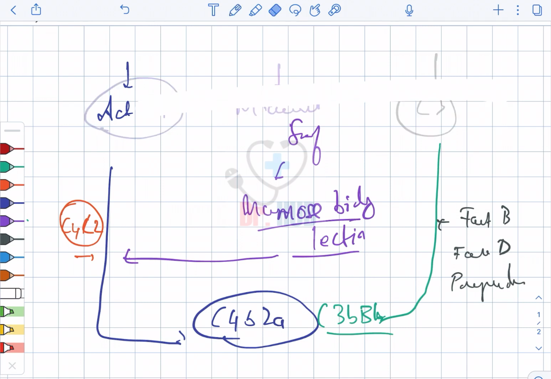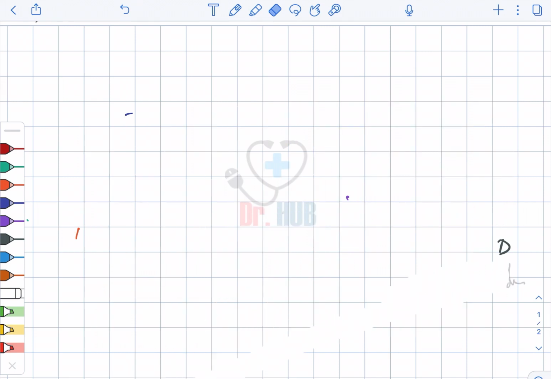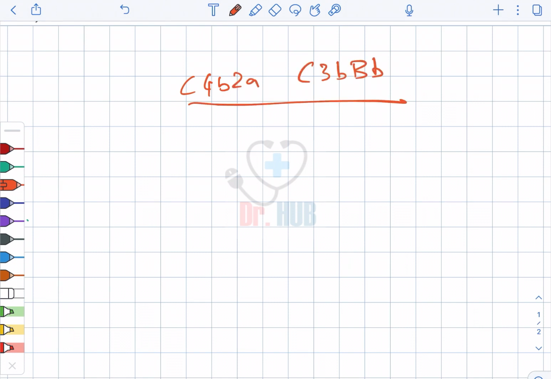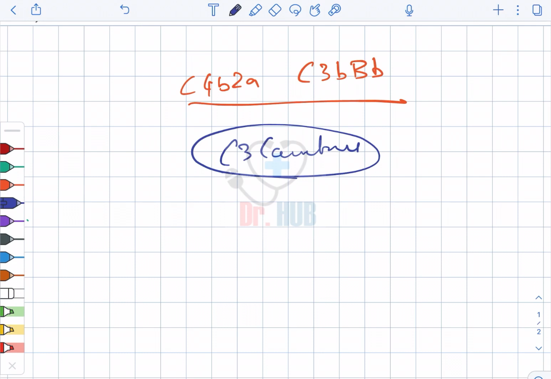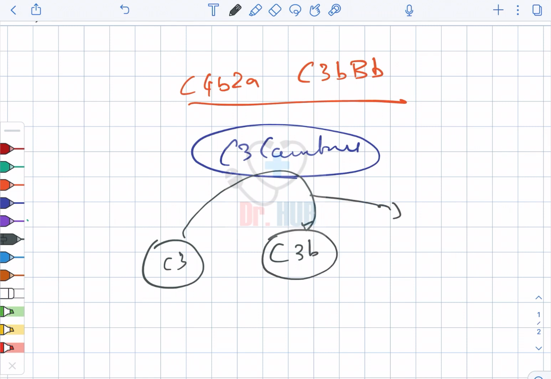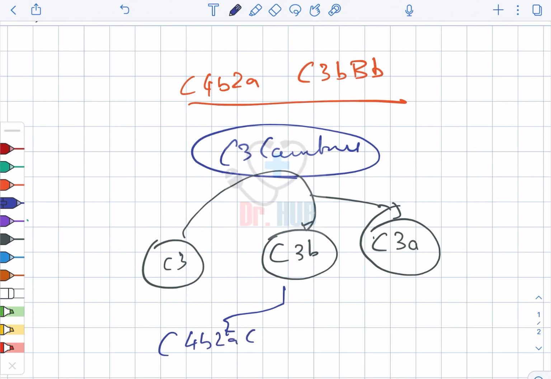So now we have seen that ultimately it is the C4B2A and the C3BBB. These act as the C3 convertase. Next, the C3 is converted to C3B as well as the C3A. This C3B is divided into C4B2A C3B as well as C3BBB C3B.